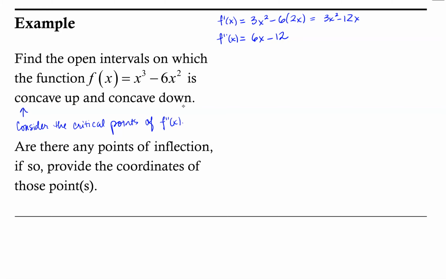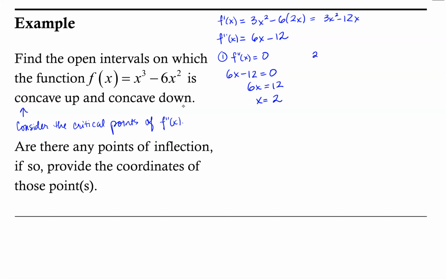Now we want to consider the critical points of the second derivative. So the first thing we need to consider is, where is the second derivative equal to 0? That means, where is 6x minus 12 equal to 0? Or 6x is equal to 12 if I add 12 to both sides of the equation. And then if I divide both sides by 6, that would be where x equals 2.